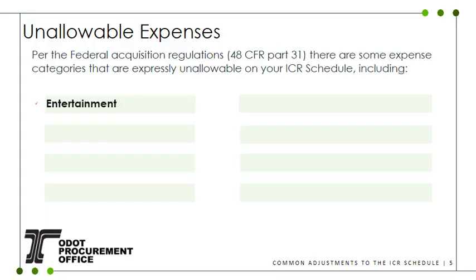Entertainment is considered an expressly unallowable expense. Entertainment includes but may not be limited to sporting or entertainment and holiday events, social activities, country clubs, and any civic or community organization memberships. Interest, including any interest on borrowing, or any cost of financing or refinancing, including any costs for lines of credit or credit cards. You must remove alcohol from your ICR schedule as well.